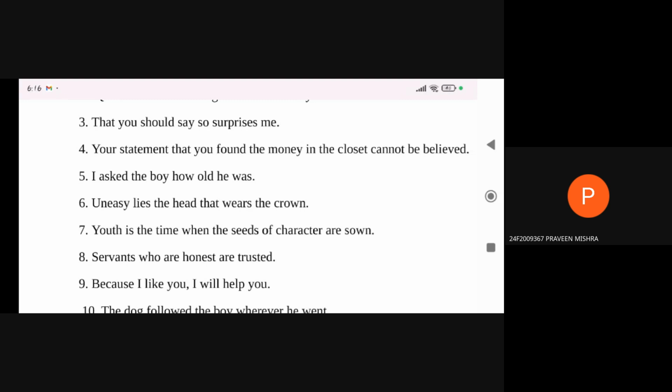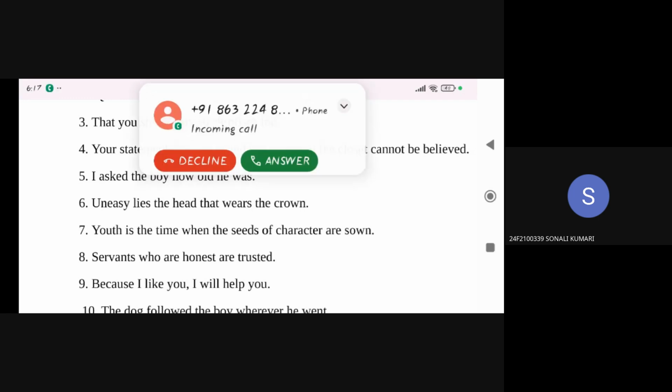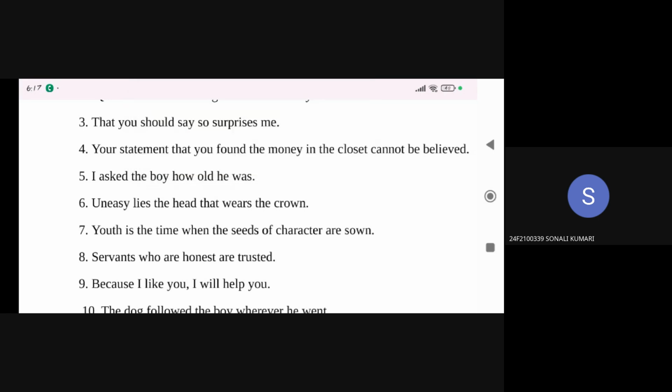So that wears the crown, adjectival clause. Youth is the time when the seeds of character are sown. When the seeds of character are sown. And what is this? What kind of clause? Adverbial, right? Youth is the time when the seeds of character are sown.